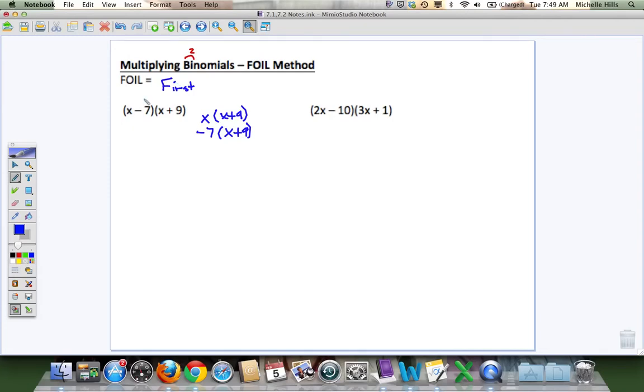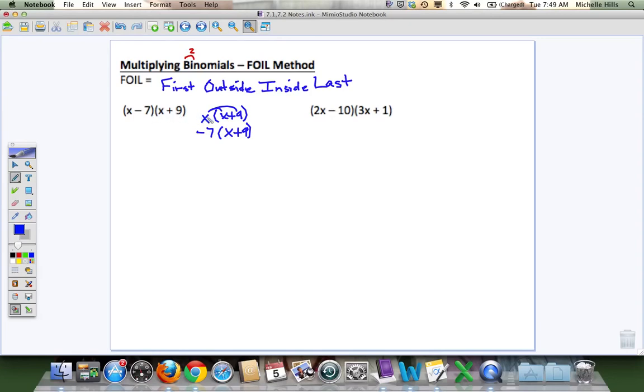So F stands for first. And then the x in the first one gets multiplied by the 9 in the second one if I continue this distributive property. Well, those are the two outside terms, the furthest ones to the outside. And then the negative 7 gets multiplied by the x in the middle. Those are the inside terms. And then the negative 7 and the positive 9 get multiplied together. Those are the last terms in each set of parentheses. So FOIL, first, outside, inside, last, is just a way to do the distributive property with binomials.